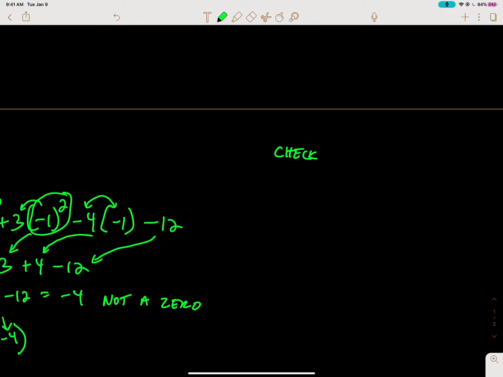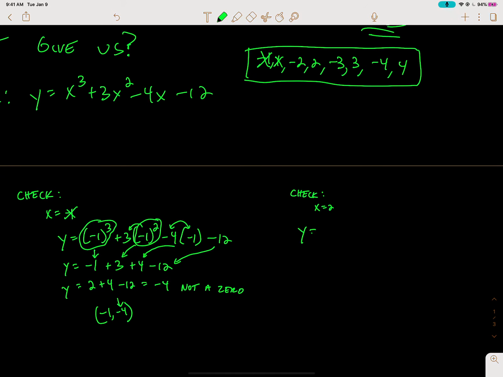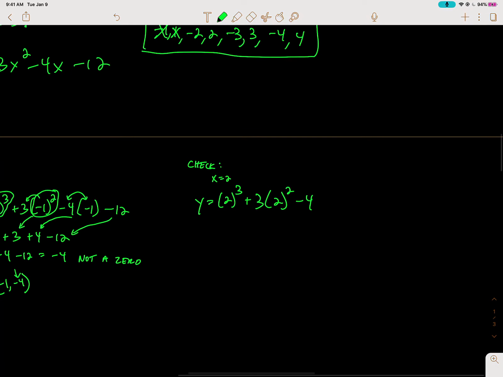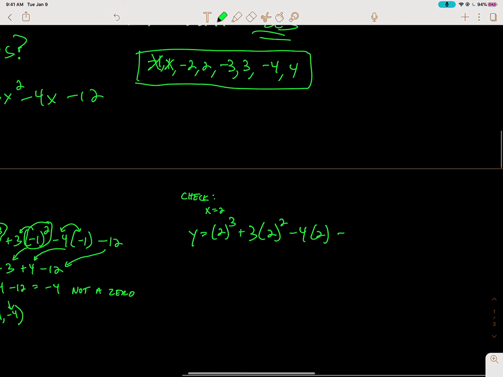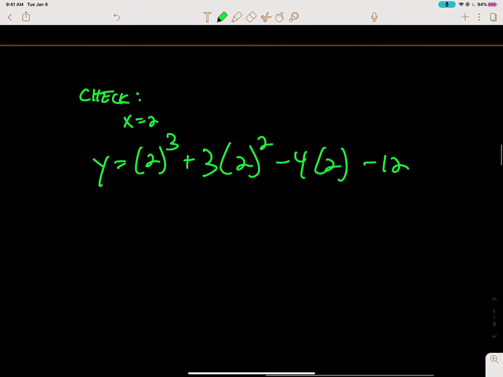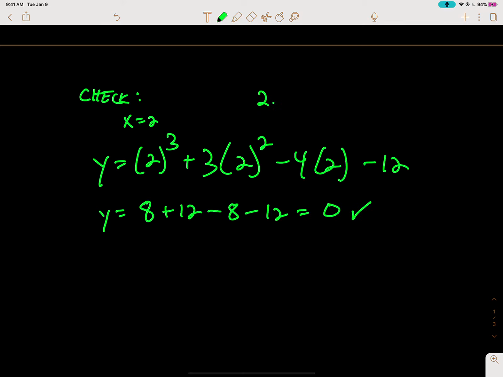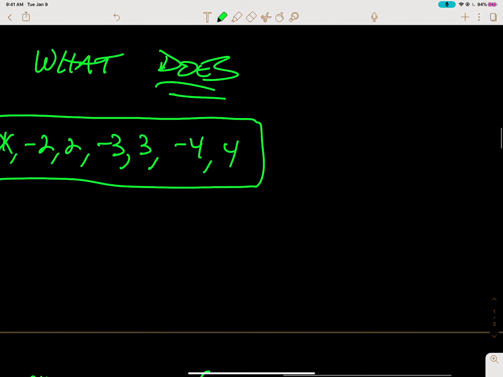It looks like 2 works. So if I plug in 2, I get y equals 2 cubed plus 3 times 2 squared minus 4 times 2 minus 12. So let's see here. 2 times 2 times 2, that's 8. 2 squared is 4. 4 times 3 is 12. This is -8. This is minus 12. -4 times 2 is -8, and then I have the minus 12. This does equal 0. So the point (2, 0) is on the graph. That means x equals 2 is a 0.